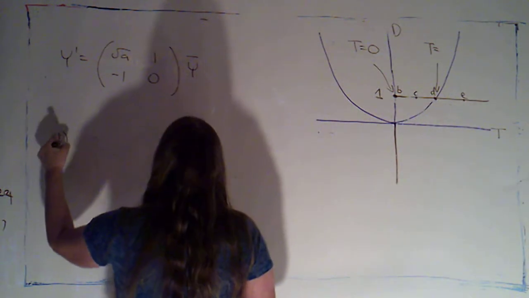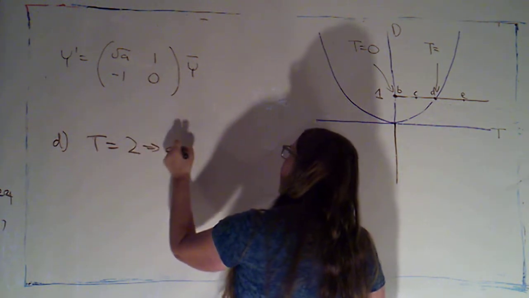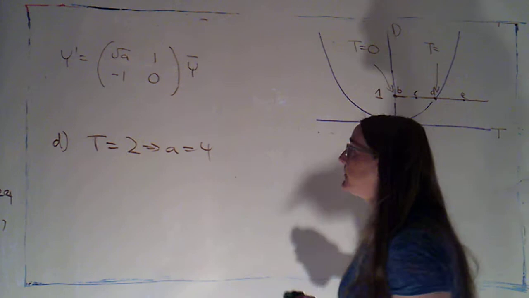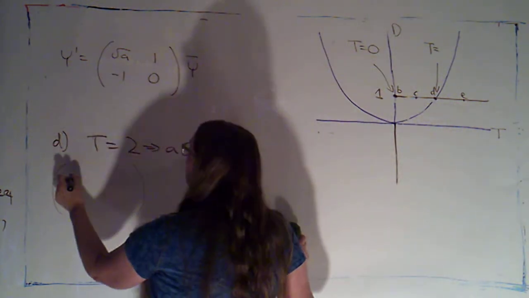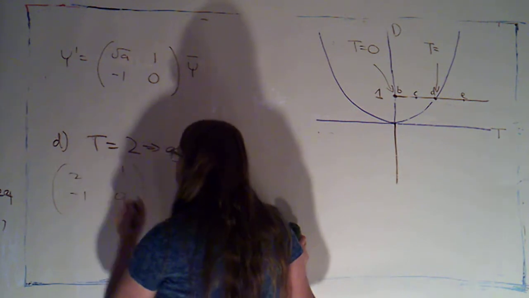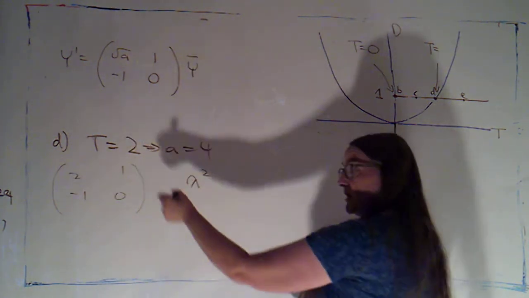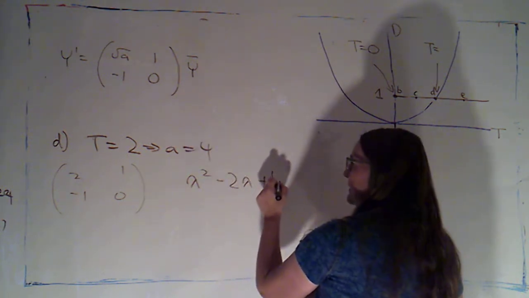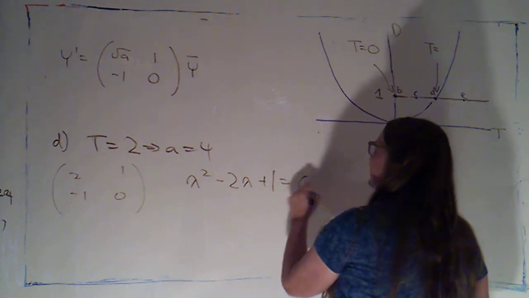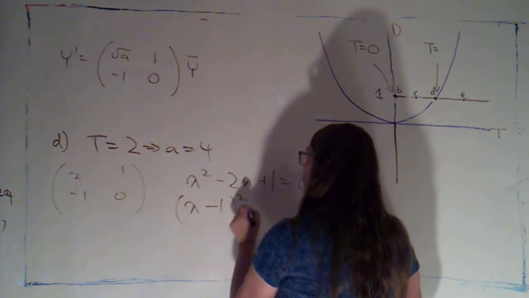So at point D, we had determined that t was equal to 2. That's going to mean A is equal to 4. So my matrix is the square root of 4, which is 2, 1, negative 1, 0. My characteristic equation is lambda squared, my trace is 2, so minus 2 lambda plus 1 is equal to 0. That factors: lambda minus 1 squared equals 0.